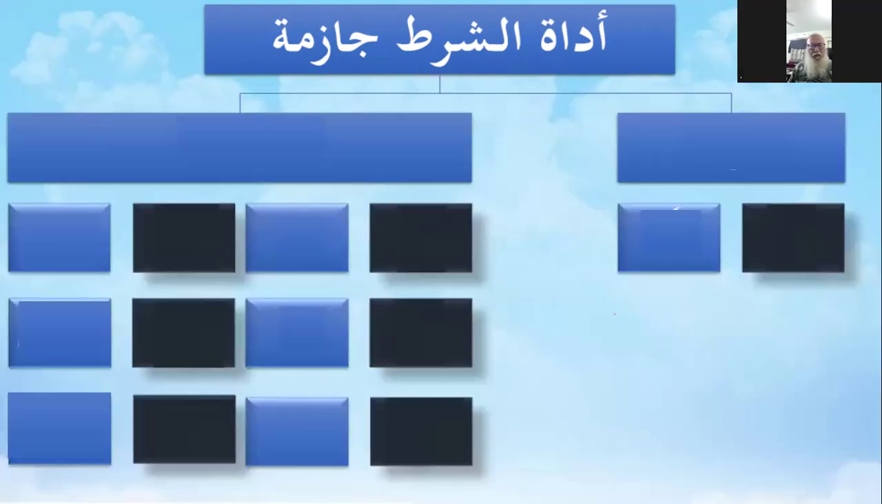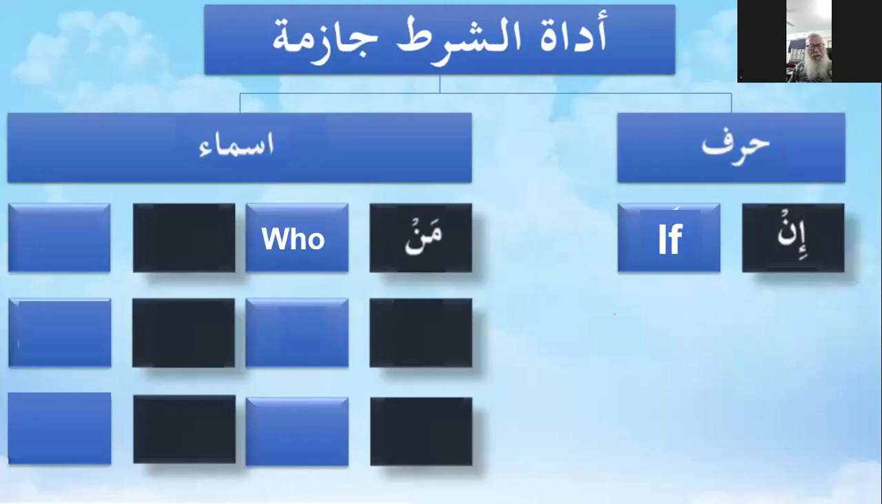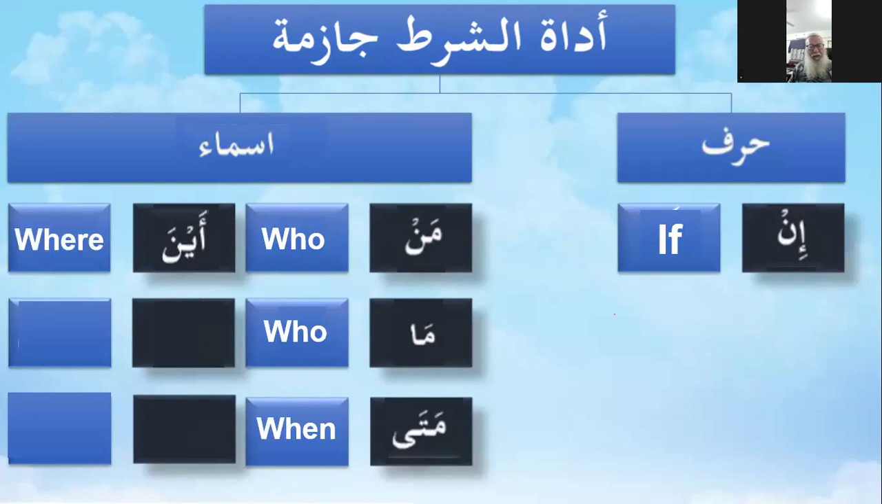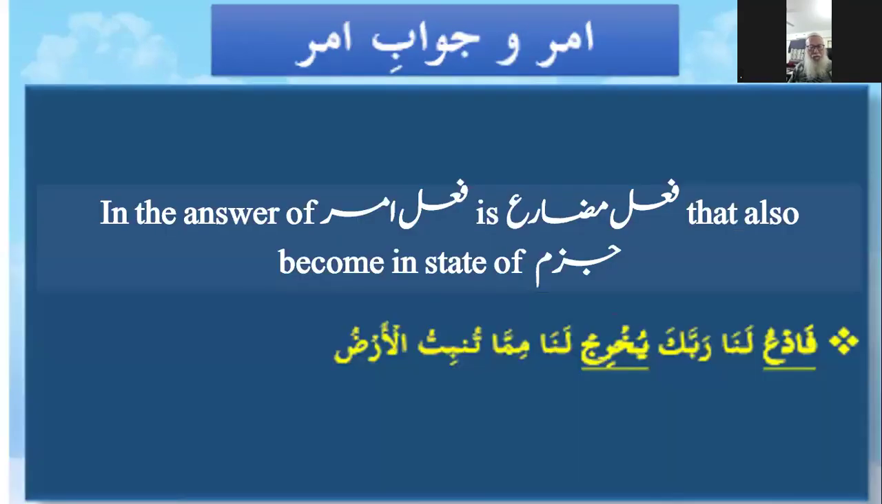Now we come to the adat shart jazima. In harf we have in, meaning if. In asma we saw man meaning who, ma meaning who, mata meaning when, aina meaning where, ayu meaning whoso, mahma meaning whoso. Then we come to the answer of fail amr: if it's a fail mudare, that also becomes majzoom instead of jars.